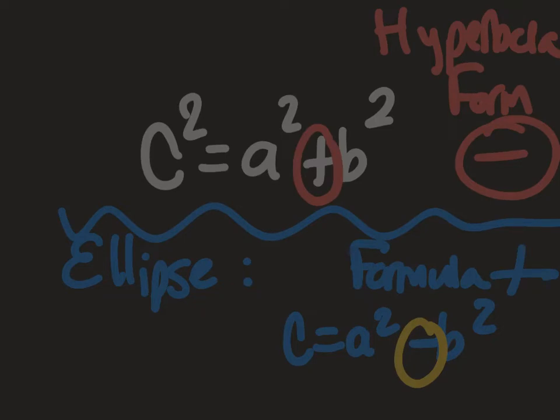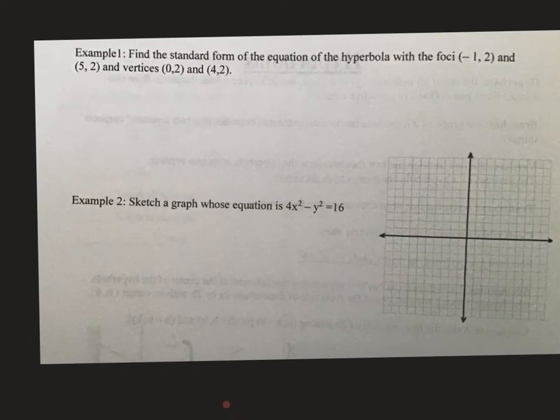Okay, so let's jump on to page 106 and let's do some examples. See if I can fit both of these on one screen, so we'll try it. Okay, so for example 1, it says find the standard form of the equation of the hyperbola with foci of (-1, 2) and (5, 2).